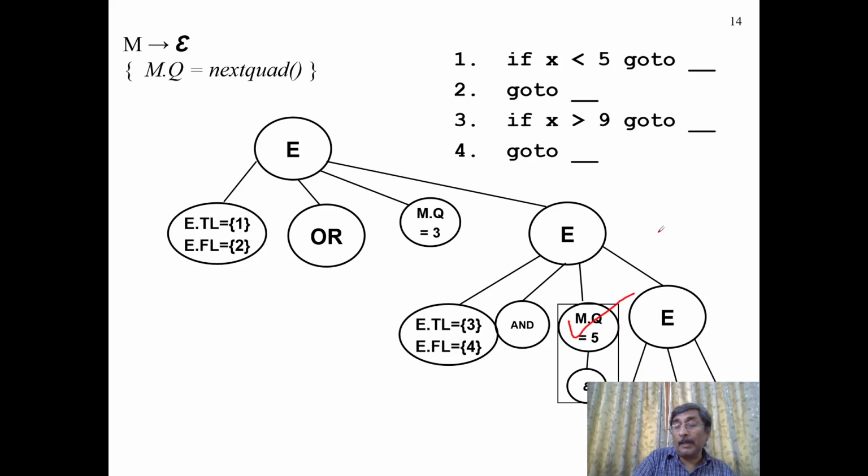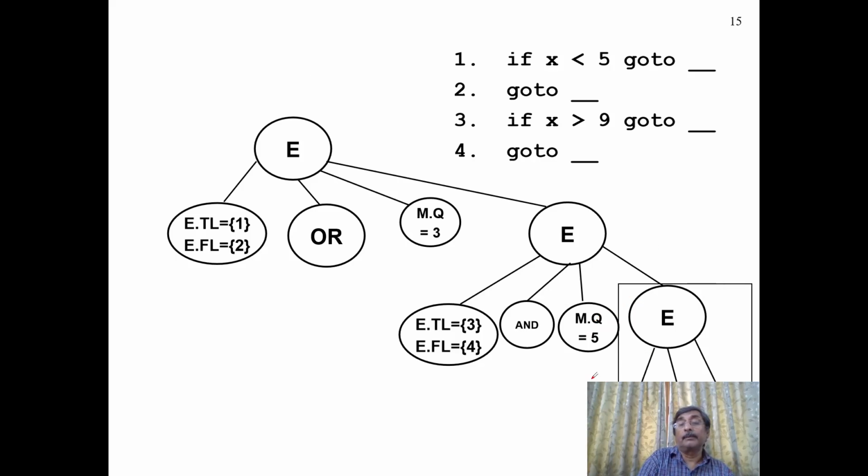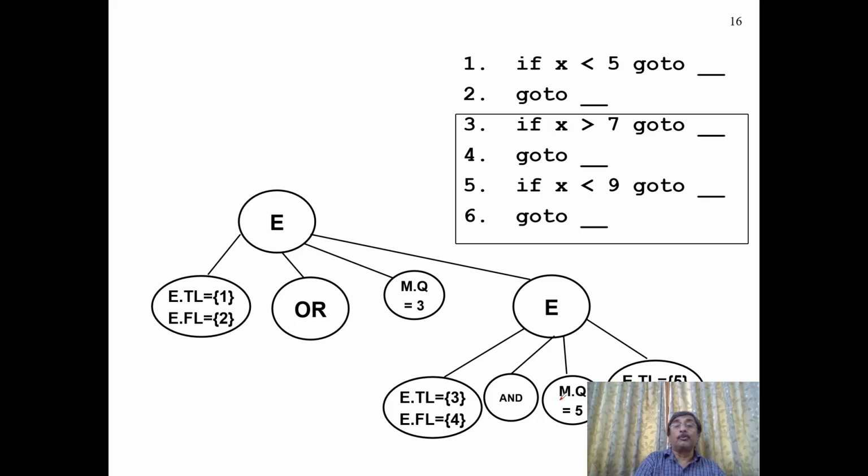And I go to the next reduction, which is this one. So again, E.tl will be 5, E.fl will be 6, because they are next quad and next quad plus 1. And then these two lines will be generated in line number 5 and 6. So it will look like this one. Now we are ready to reduce this part.